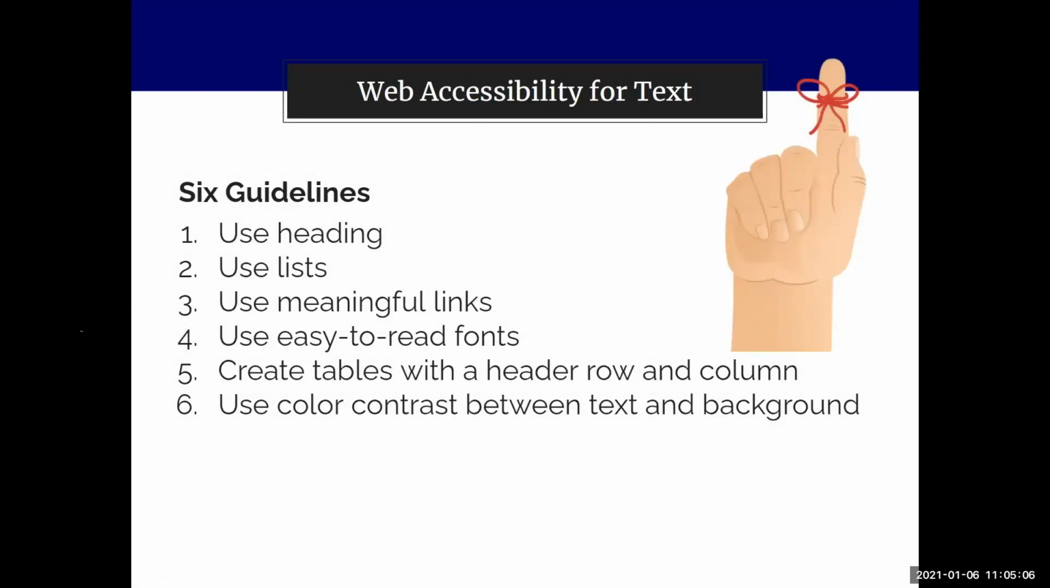So that covers web accessibility for text. Again, the 6 guidelines we went over were: make sure you use headings, make sure you use lists, your links are meaningful, and your fonts are easy to read. And when you're creating tables, you want to create them with a header row and a column, and you want to use color contrast between text and background.